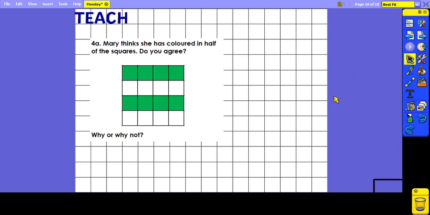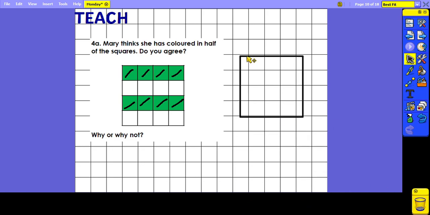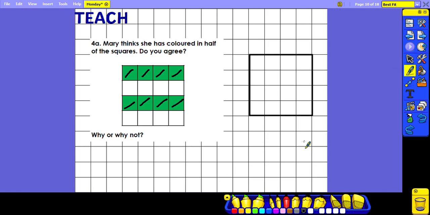Okay, for this question, Mary thinks she has coloured in half of the squares. Do you agree? So she's coloured in 1, 2, 3, 4, 5, 6, 7, 8 squares. Now, because of the way Mary's coloured the squares in, it's not that obvious as to whether it's half or not. But if I was to also colour in 8, you can see a bit more clearly now that that is half of the square.